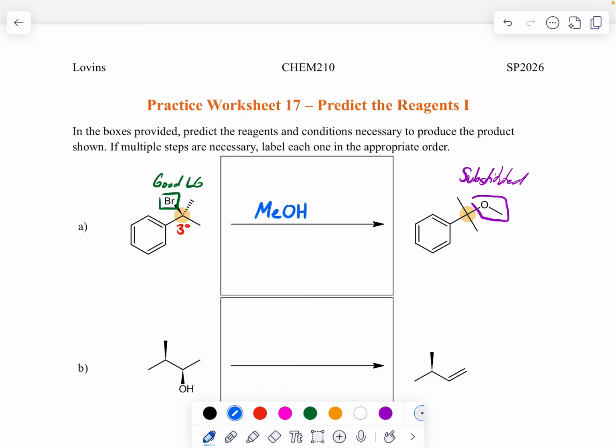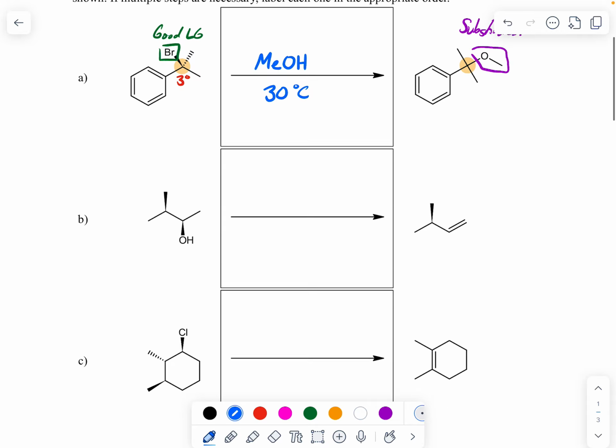And now all we have to do is add in a temperature. Bear in mind this temperature can be anything we choose for it to be. SN1, of course, can occur at relatively low to moderate temperatures, so let's just say that we called this 30 degrees Celsius for the sake of it. And as long as this is SN1 conditions, we're good to go. So that would be the first answer to that question.